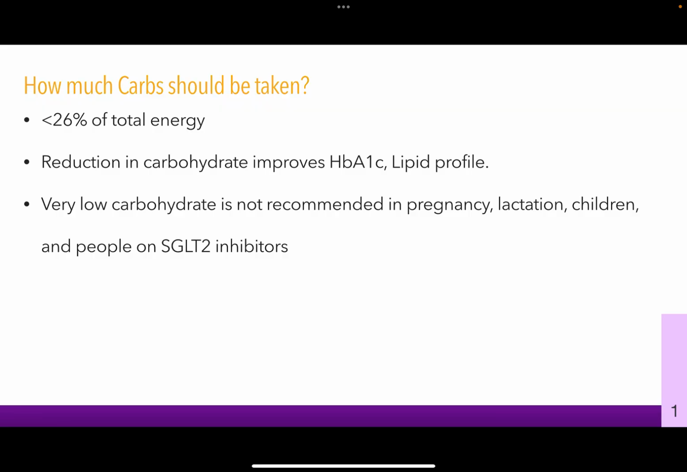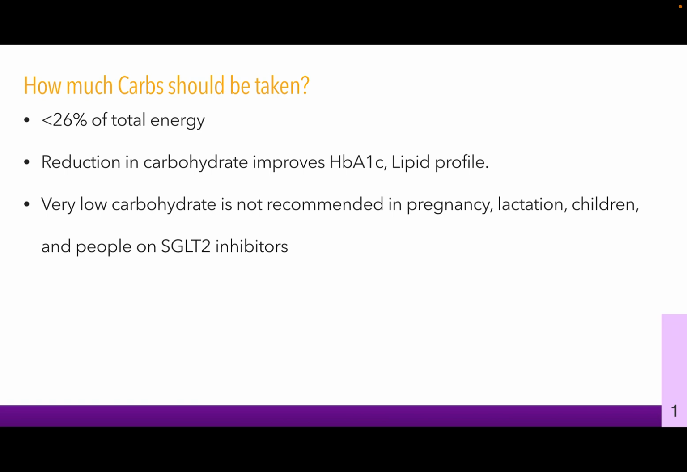So, how much carbs should be taken? Should you restrict it completely, or is there any acceptable level of carbohydrates that can be taken? Studies have shown that if the carbohydrate percentage in the total meal is less than 26%, it will reduce the HbA1c level, it will improve the lipid profile.